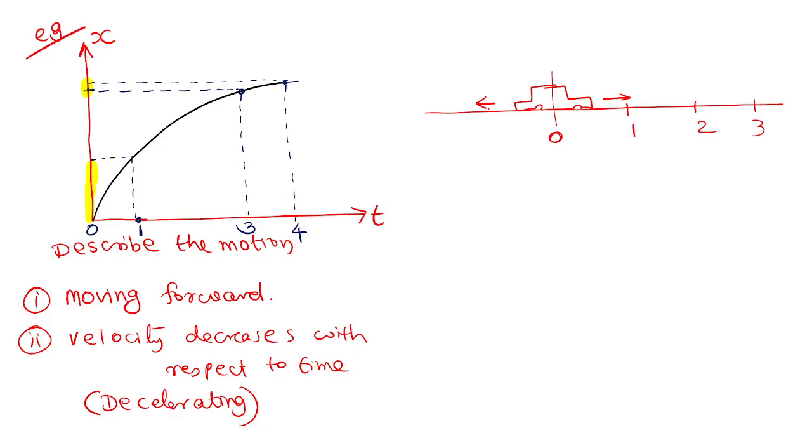Sir, can you explain what decelerating? Decelerating means velocity decreasing. Understood? If the velocity is decreasing, we say that it is decelerating. That's all.